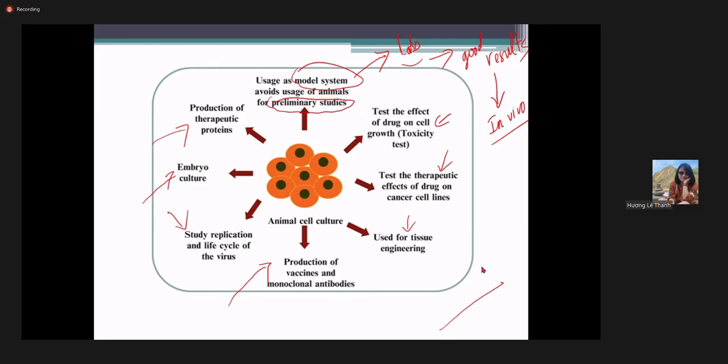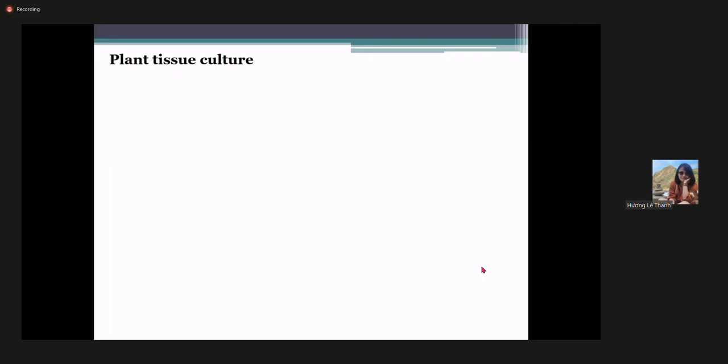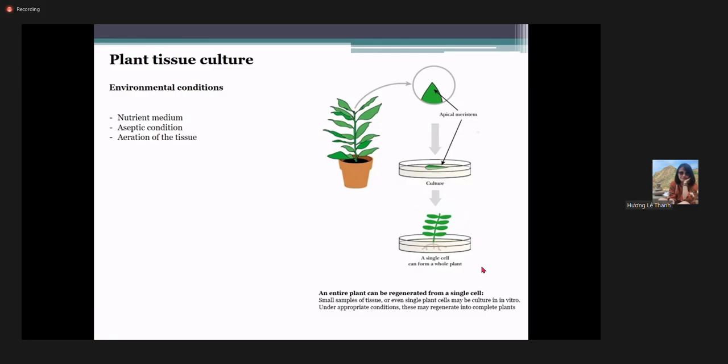Whenever you want to produce or culture something, you need to provide a suitable environment for them. For plant tissue cultures, we need to provide nutrition mediums, aseptic conditions, and aeration of the tissues. So this is the process by which we can culture the plant tissues.